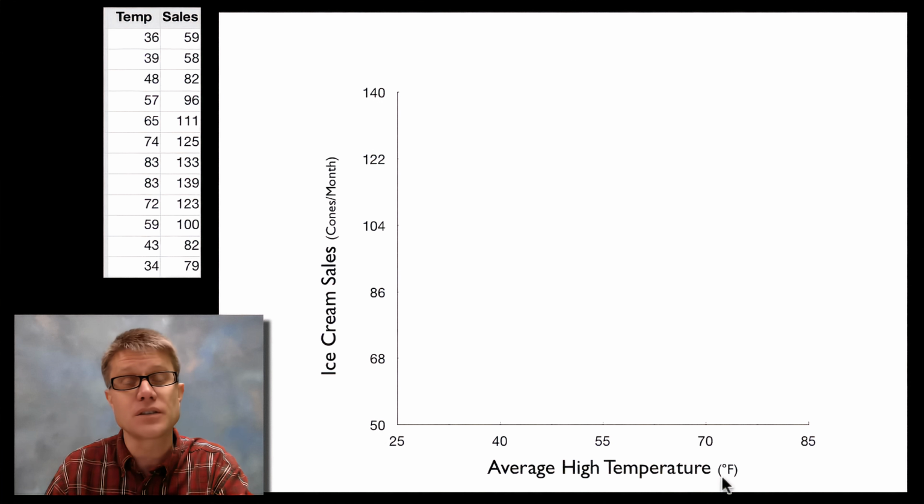Notice that I put in parentheses the units that I'm measuring it in. And then I'm going to put ice cream sales on the y-axis, and I'm going to put the units that I measure that on as well. What's next on a graph?